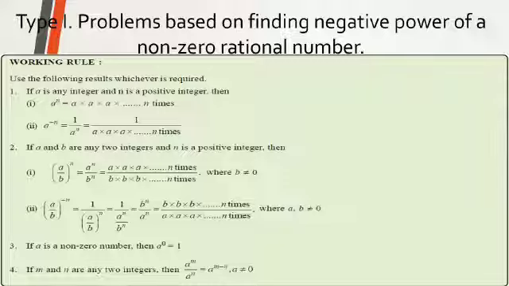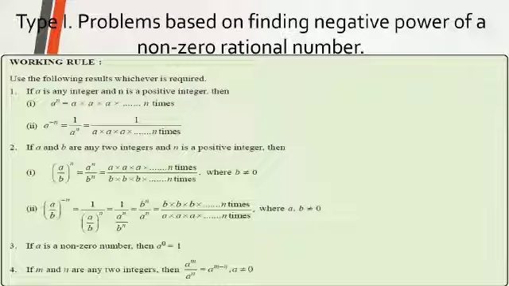Second is, if a and b are any two integers and n is a positive integer, then (a by b) whole to the power n equals a to the power n by b to the power n equals a multiplied n times by b multiplied n times, where b is not equal to 0, because if b is equal to 0, then it is not possible to find the answer.